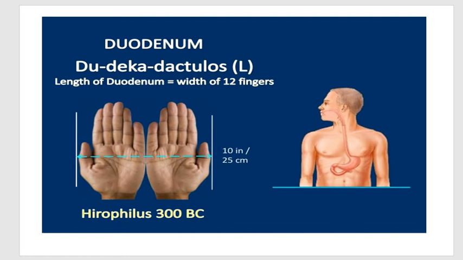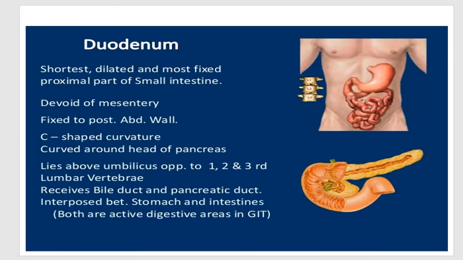Okay, the next important thing is that the duodenum is the shortest, widest and the most fixed part of the small intestine, and it extends from the pylorus of the stomach to the duodenojejunal flexure. It is curved around the head of the pancreas. You can see here, the duodenum is curved around the head of the pancreas in the form of the letter C. It's C shaped.